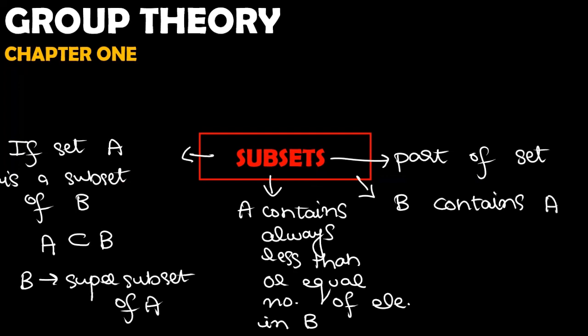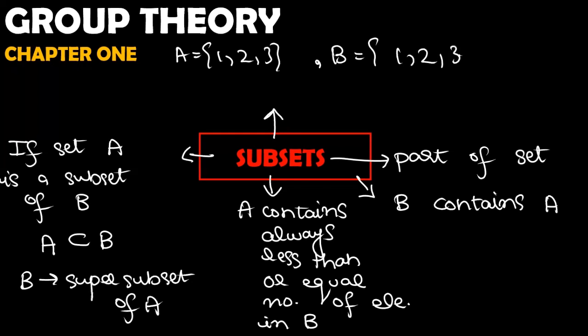You can see that by example. If I have a set A, which is 1, 2, 3, and I have a set B, which is 1, 2, 3, and 4, you can clearly say all the elements of A are also in B. So A is a subset of B, and B is a superset of A, and B contains A, right? Exactly.